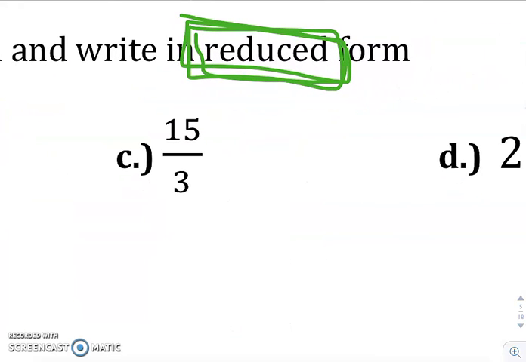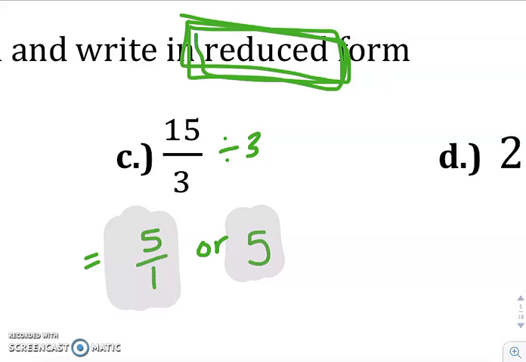So 15/3, you could either already recognize that 15 divided by 3 just equals 5, or you can leave it as a fraction. It doesn't matter. But 15 and 3 are both divisible by 3. 15 divided by 3 is 5. 3 divided by 3 is 1. So you can leave it as 5/1, or just simply 5. Either one would be fine.